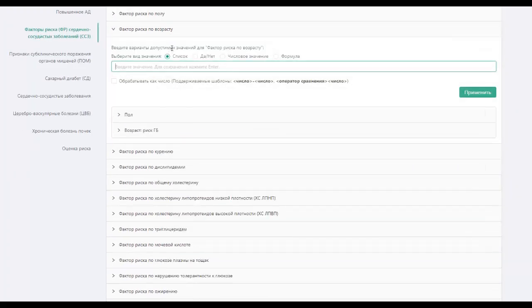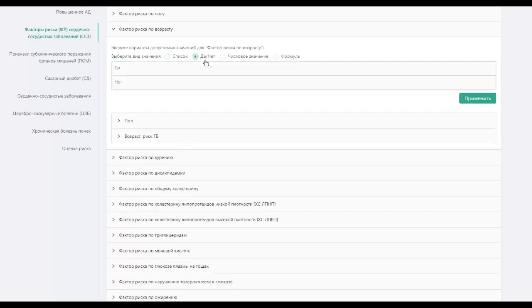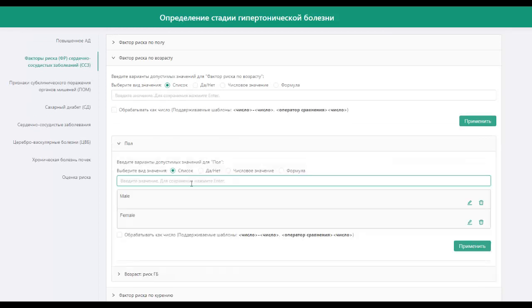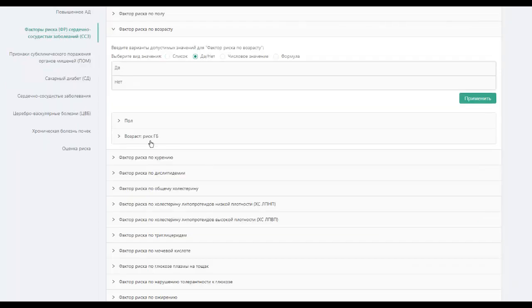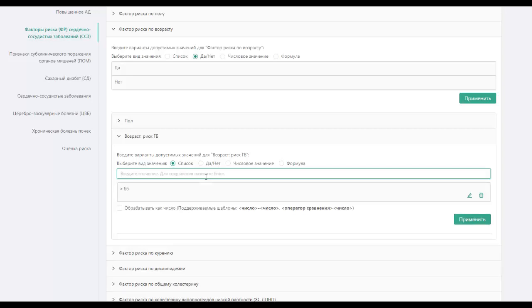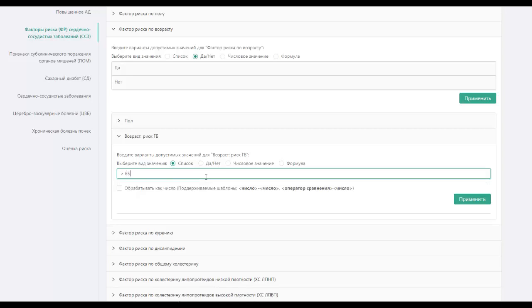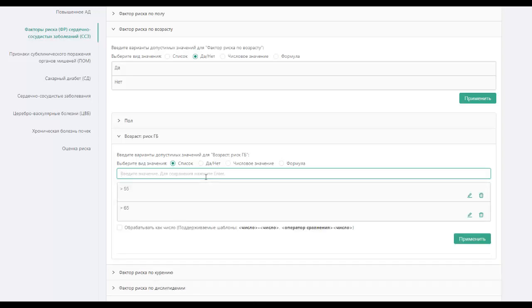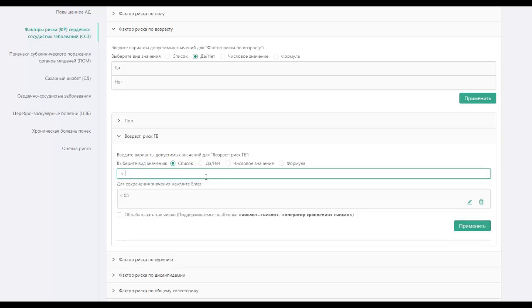Age risk factor is described by two parameters, gender and age, and the answer to the question about age risk factor will be yes or no. Gender has two previously indicated variants, male and female. As for age, according to clinical guideline, for male, the age more than 55 is the age of increase of cardiovascular risk. For female, more than 65. And to indicate absence of the risk factor, we use age less than 55 and less than 65.